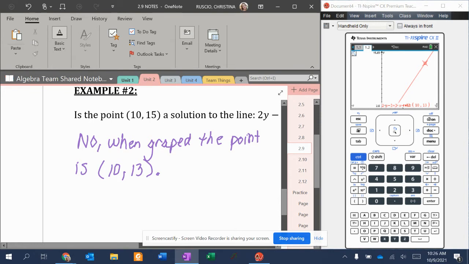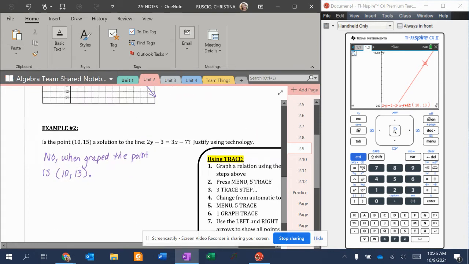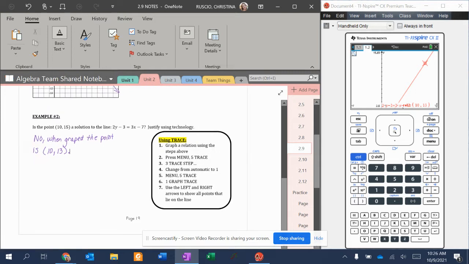So what we've learned is that our calculators can help us investigate graphs and kind of save us some time when graphing, if you didn't already know that.